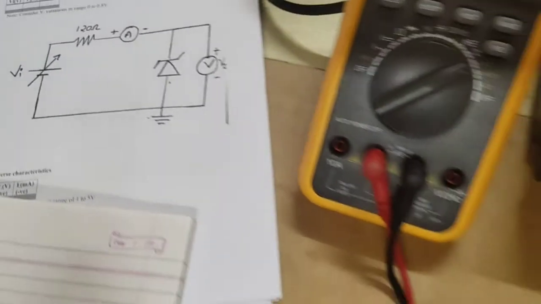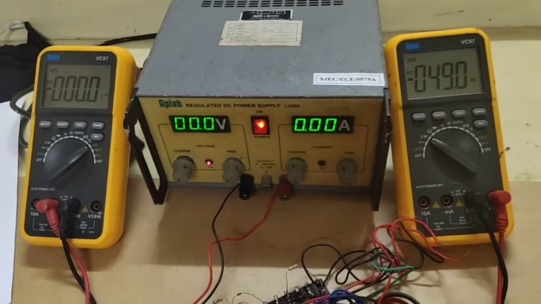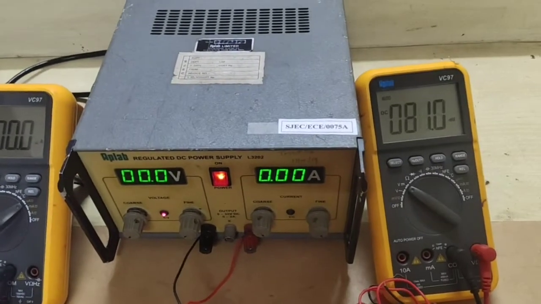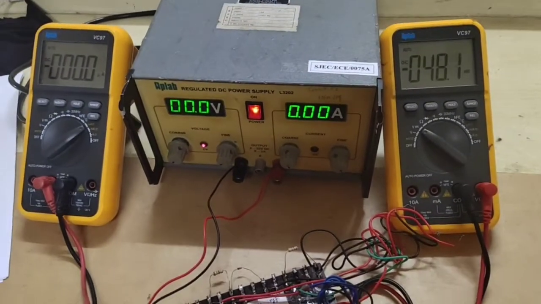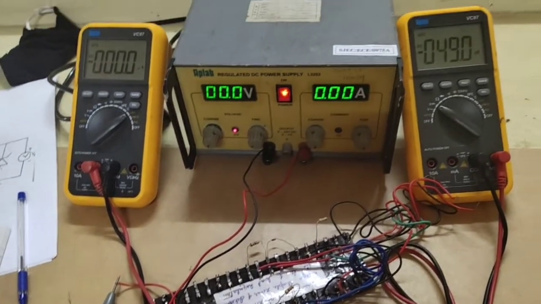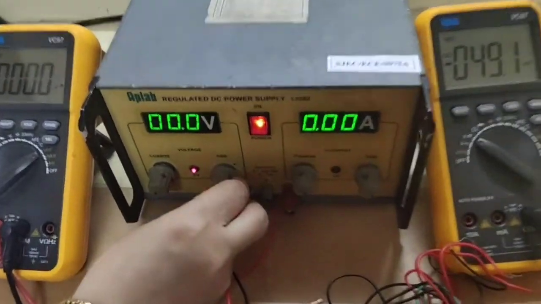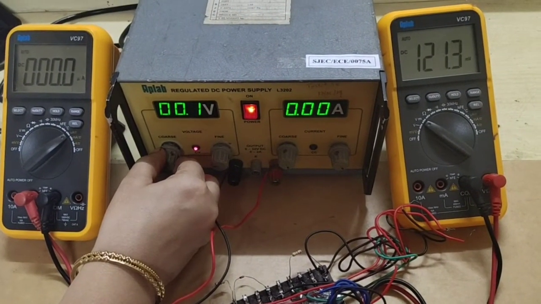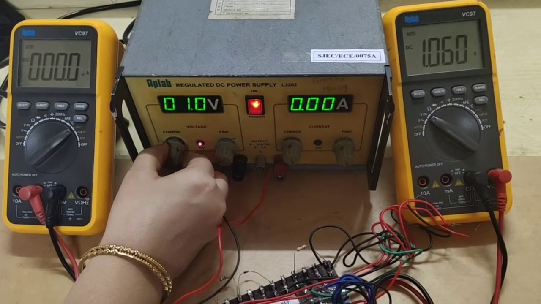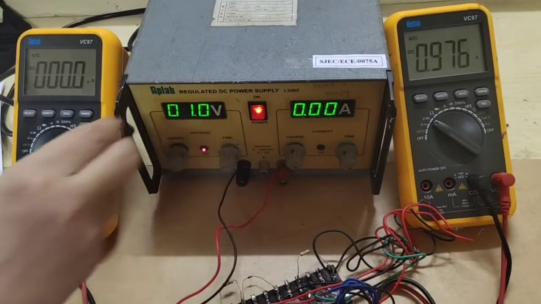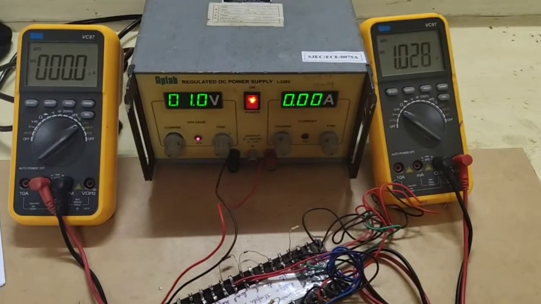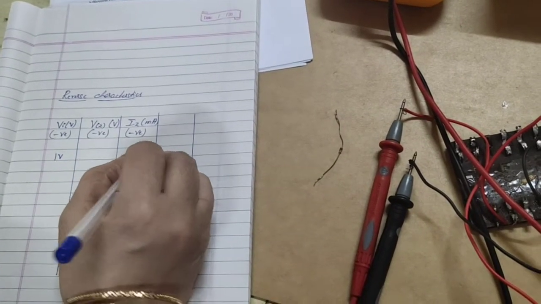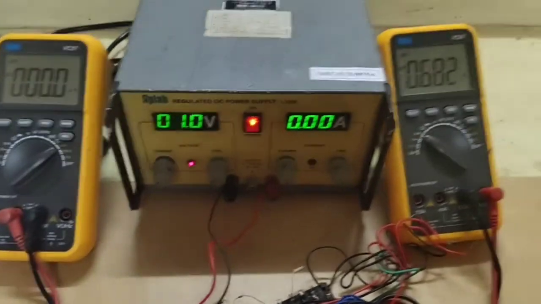Since breakdown occurs at 5.6 volts, we will increment in steps of 1 volt. When 5.6 is nearing, let us increment in a smaller range. So let us start the experiment. 1 volt. Current hasn't started, so it is 0. Voltage is 1.02.